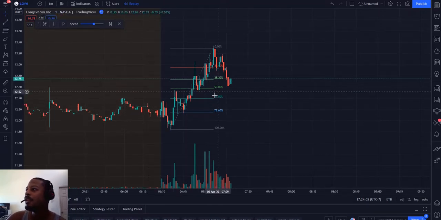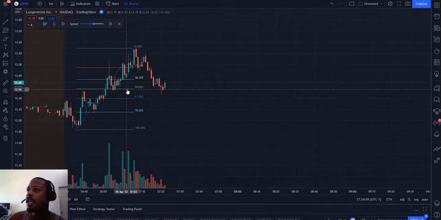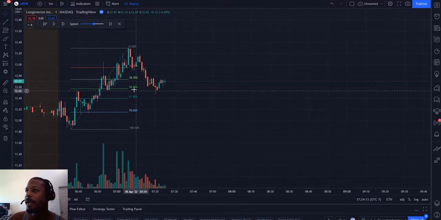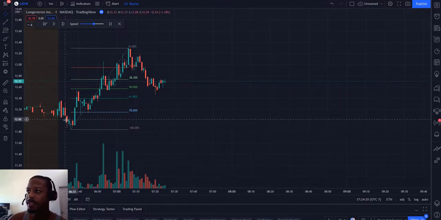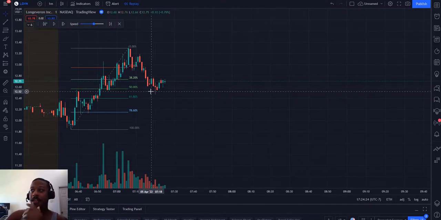But let's say you want to enter when it pulls back to maybe 50%, right? So you want to enter right here. That's 12.60, right? At this point, you understand, okay, it's in an uptrend. Now it's doing its pullback down to 50%. That's where you want to enter.